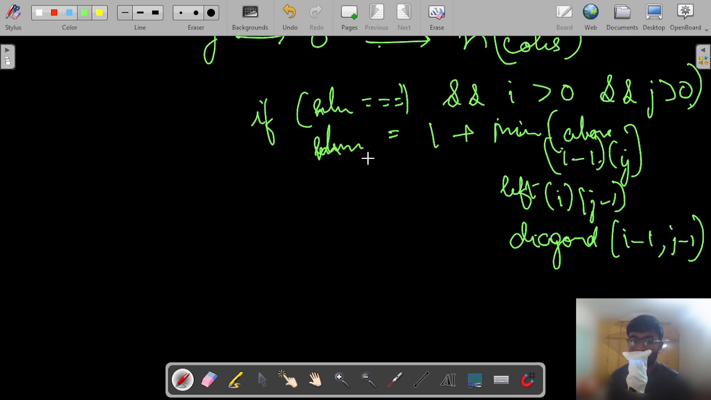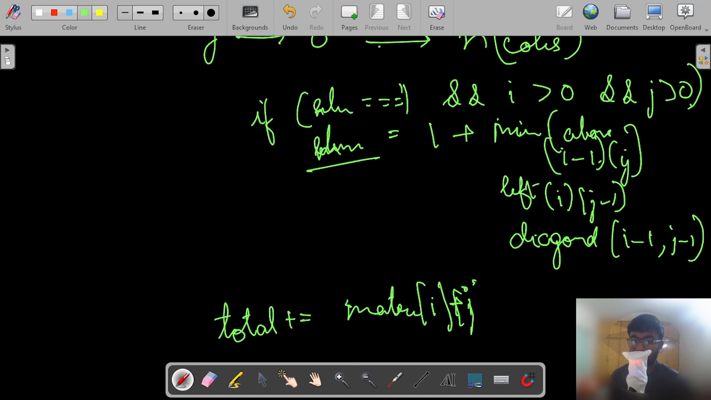So once there is a value, we add to the total number of ones count the current matrix value, that is, whether it is a 1 cross 1, 2 cross 2, or 3 cross 3 submatrix containing all ones, then we finally return total. I hope you understood this logic. With this, I will go to the Leetcode editor and solve this problem.